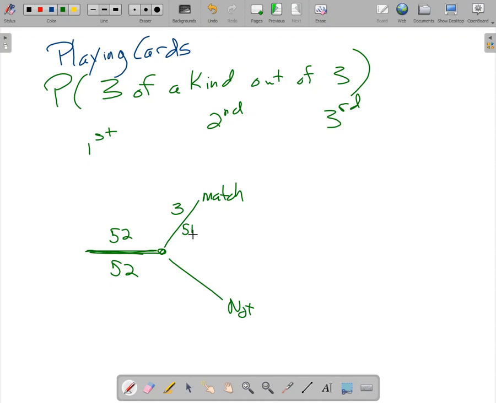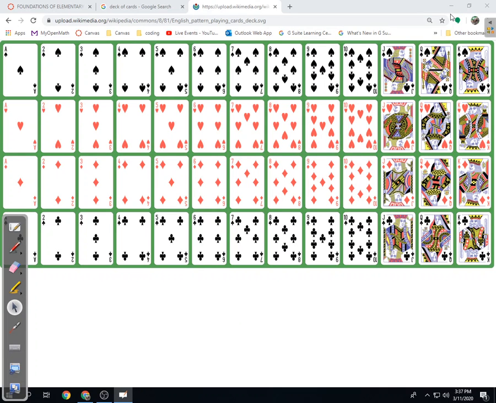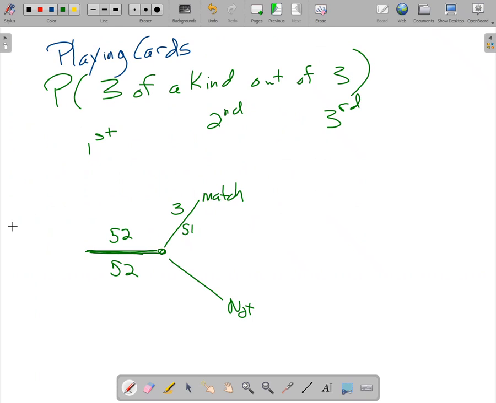As far as not matching, how many cards? Now I don't really need that number, but I want to put it in for fun anyway. How many cards don't match my ace? 52 minus those 4 would be 48. 48 don't match. So I don't really need it for this, but I'm going to put it in there for fun. There were 48 cards that didn't match out of 51. 48 plus 3, by the way, is what? The numerators?